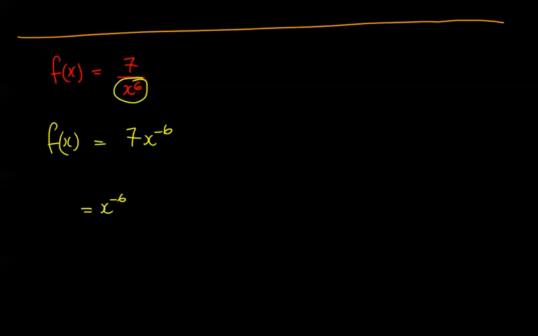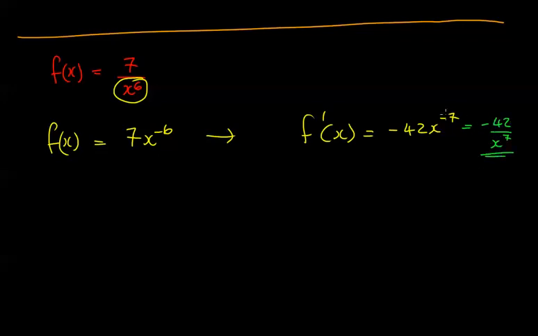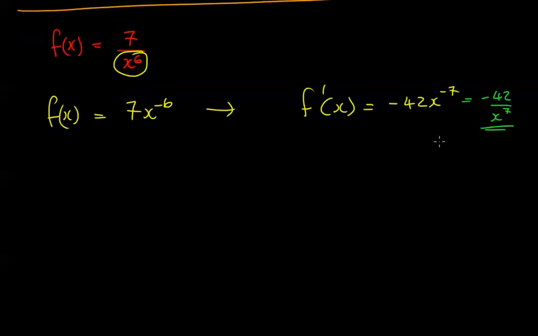So when you have something like 7 over x to the power 6, you can rewrite that as 7 times x to the power minus 6. Then its derivative function: the power multiplies the number in front, so you get minus 42, and then take 1 off the power, you get minus 7. So it's minus 42x to the power minus 7. You should rewrite that as minus 42 over x to the power 7. That negative power puts the x onto the bottom.